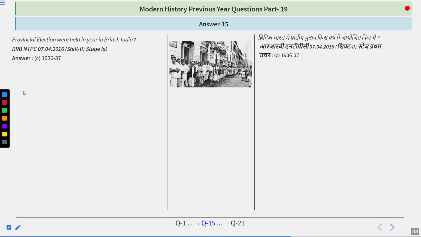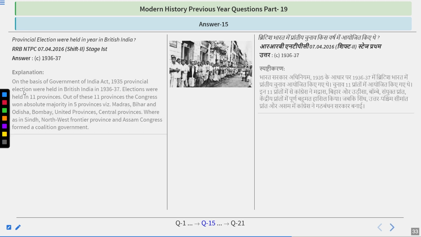Under that, provincial autonomy was given. Because provincial autonomy was given, elections needed to be held at that time. So for that purpose, during 1936-1937, the provincial elections happened. On the basis of the India Act 1935, provincial elections were held in British India in 1936-1937.